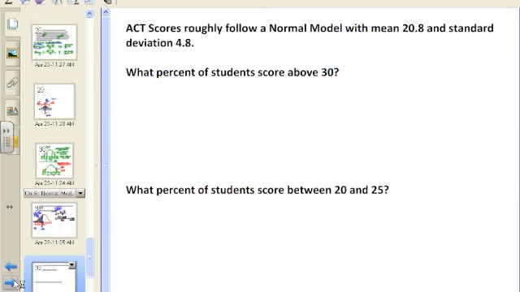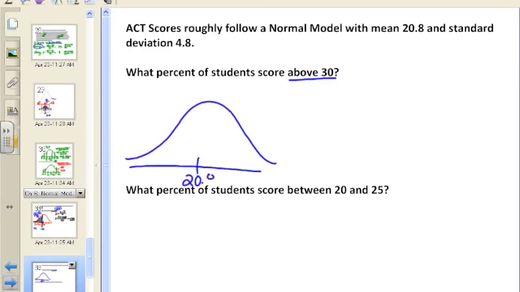We'll go to the next one. All right, same setup, but this time I want to know what percent of students score above a 30 on their ACT. So this time I'm going to go the other way, an above problem. So I'm going to go ahead and draw my picture. Now, you're going to want to draw 1, 2, 3 standard deviations all the time, because I trained you. Save yourself some time and some agony and skip that part.